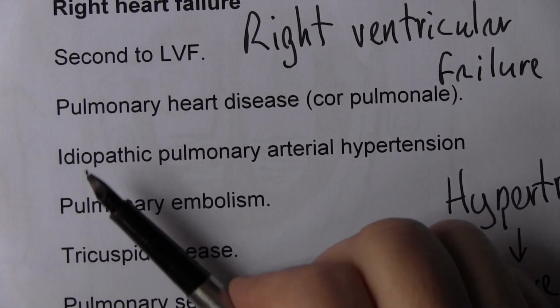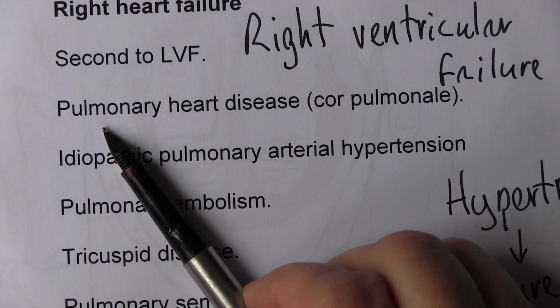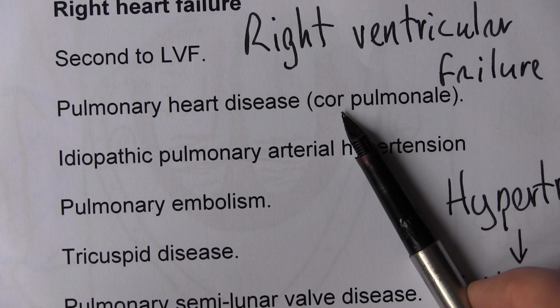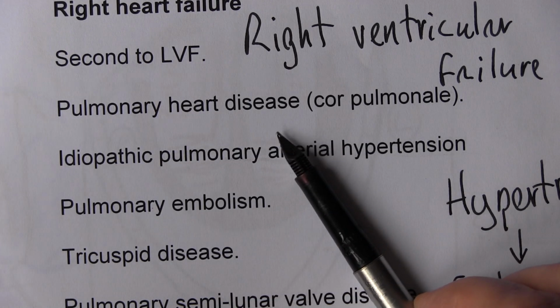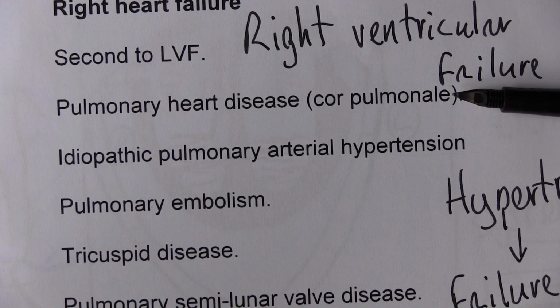So pulmonary heart disease is heart disease caused by pulmonary disease, caused by lung disease. Initially it's a right ventricular failure. Sometimes that's called cor pulmonale. It's probably a bit of an old-fashioned term now. We normally say pulmonary heart disease. But if you see cor pulmonale, that's what it means. It means heart disease caused by lung disease.